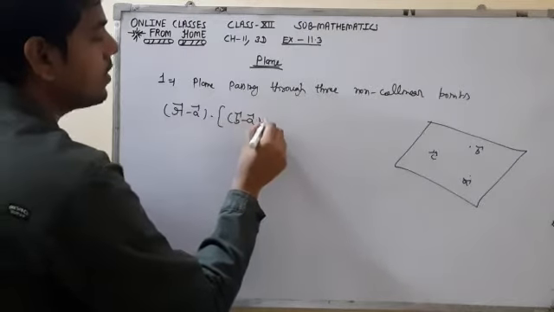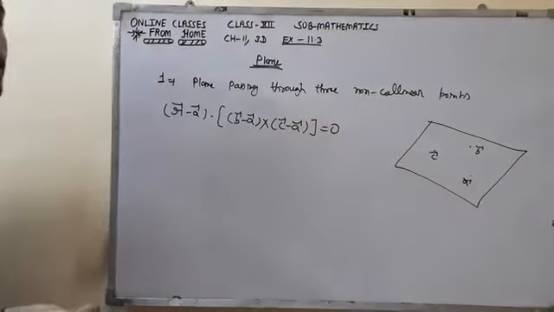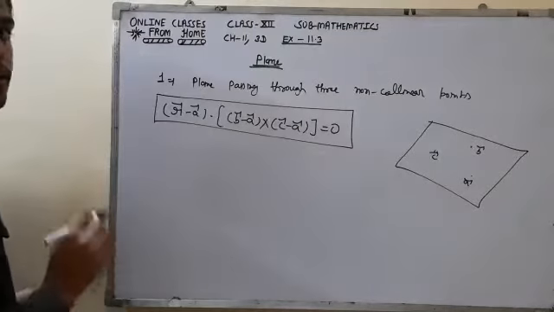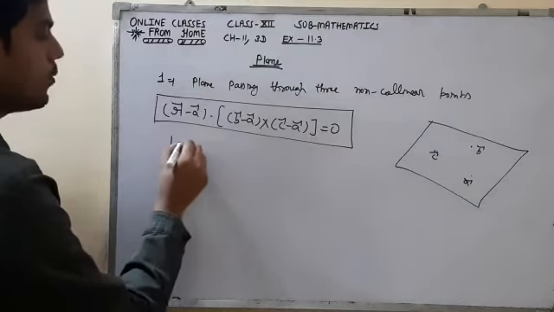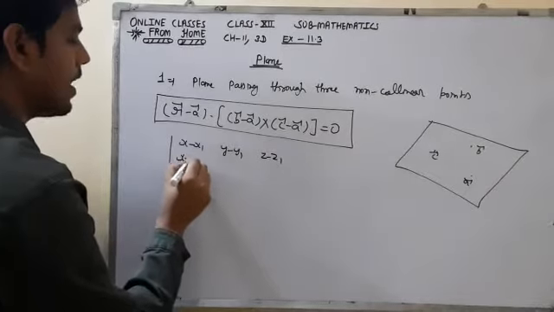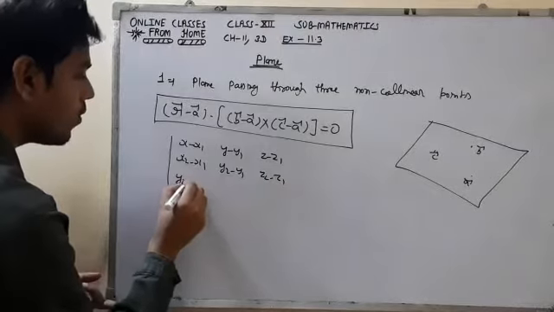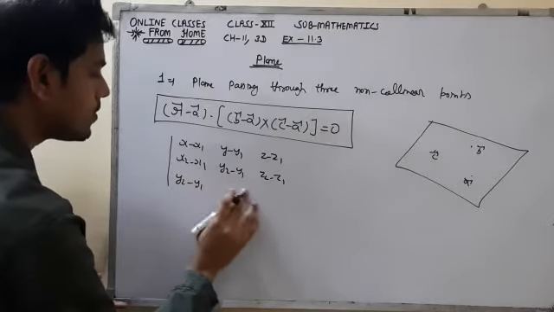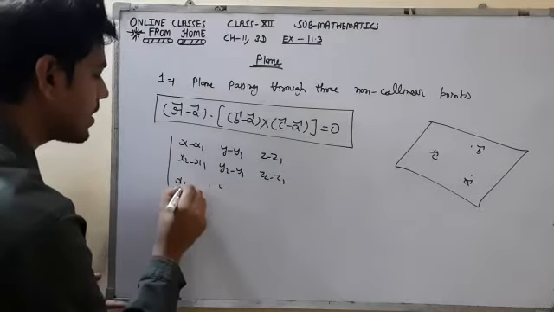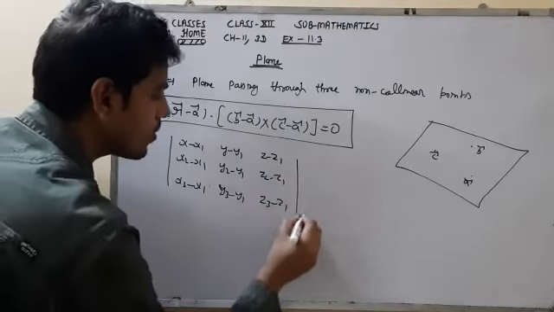vector minus a vector) cross (c vector minus a vector) equals 0. This is the vector equation of a plane passing through three non-collinear points, and its Cartesian form would be: the equation of the plane would be the determinant with rows (x minus x1, y minus y1, z minus z1), (x2 minus x1, y2 minus y1, z2 minus z1), (x3 minus x1, y3 minus y1, z3 minus z1), equals 0.